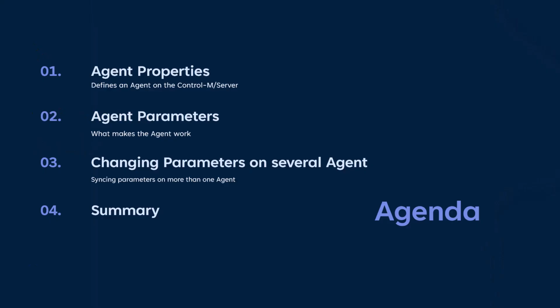The agenda for this video: one, define what agent properties are; two, compare how agent properties are different from agent parameters; three, review the feature of changing agent properties on several agents at the same time; and four, a summary of what we've covered in this video. Let's get started.